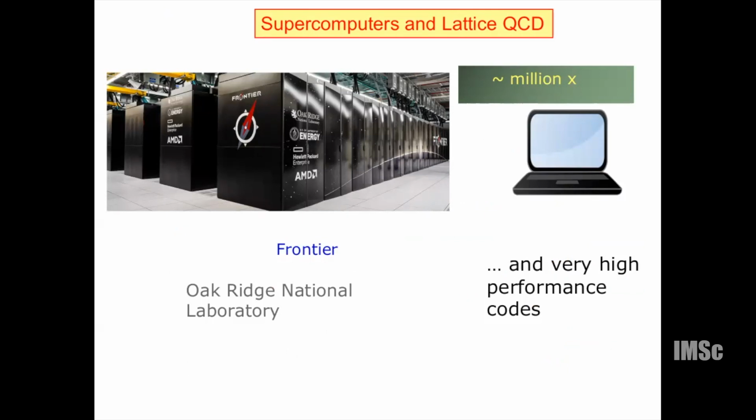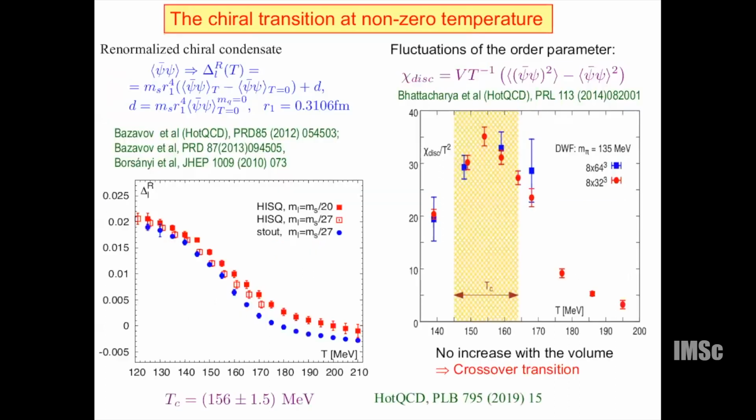Physically, this is the way it looks. This picture shows one of the fastest computers, Frontier. We have some allocation there. It's a powerful and very energy-consuming beast, and it's not easy to get onto it. It also needs very high performance code to use it efficiently.